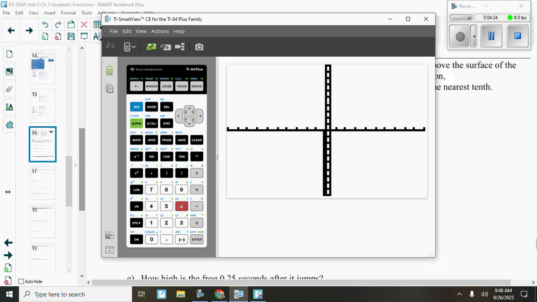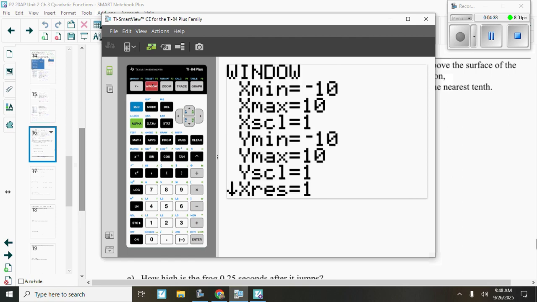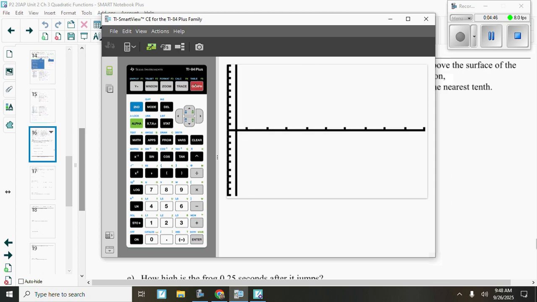But you can't even see anything. So let's think about this, because right now we're talking about time. Does negative time make sense in this context? No. So right away you can change your window and start at 0, because we're not interested in negative time. When we graph it, we see this little line, because right now I'm looking at 10 seconds. Is my poor little frog airborne for 10 seconds? That wasn't even 10, that was like 3. So no, 10 seconds is way too long for a little frog to be jumping.